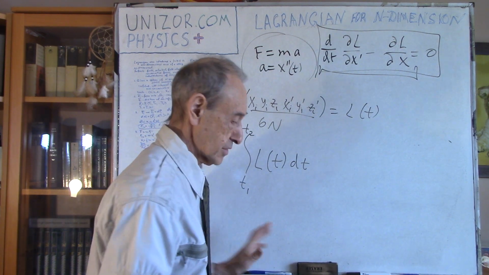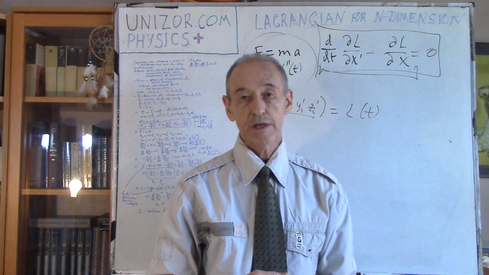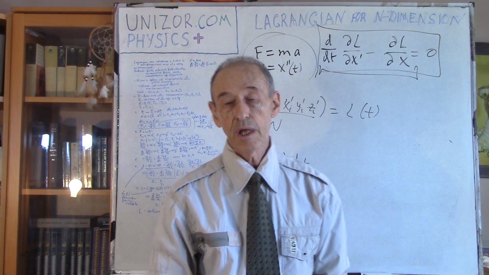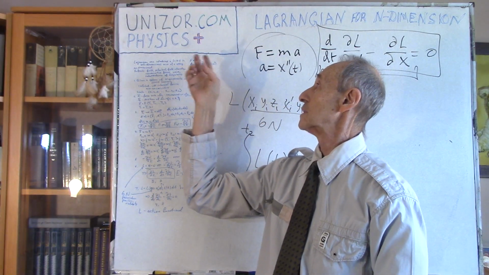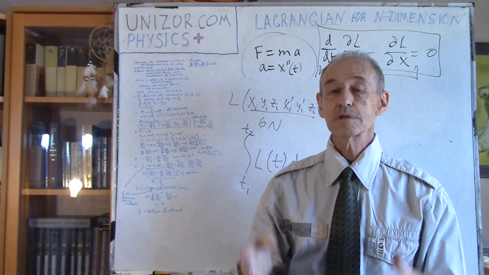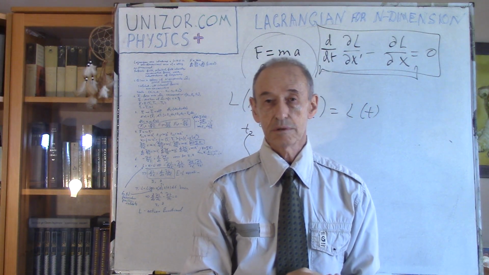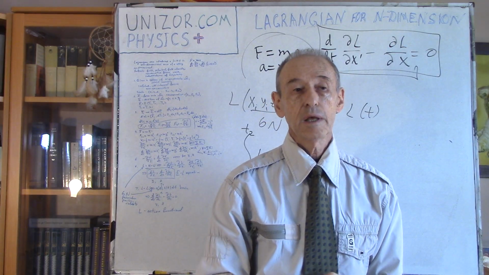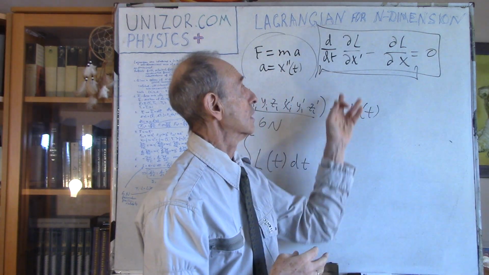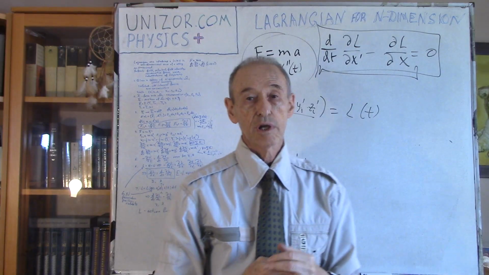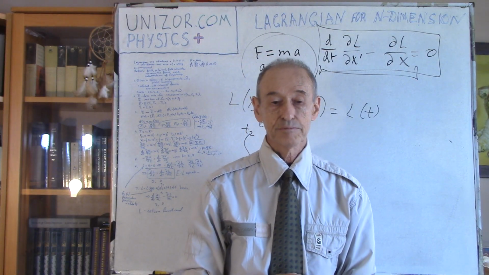Okay, that's it for today. I do suggest you read the notes for this lecture. Every lecture has notes. Go to unizor.com, go to the Physics Plus course, and find the Lagrangian part. This one is called Lagrangian for n-dimensional case. That's it for today.